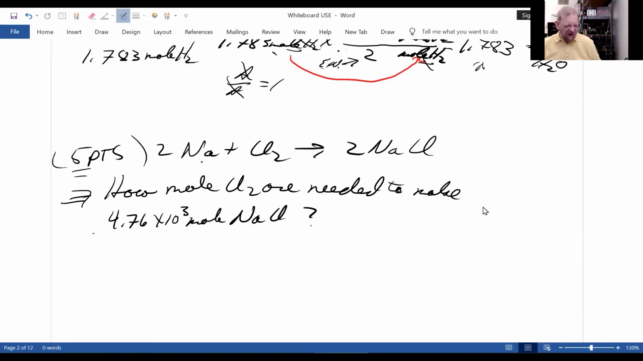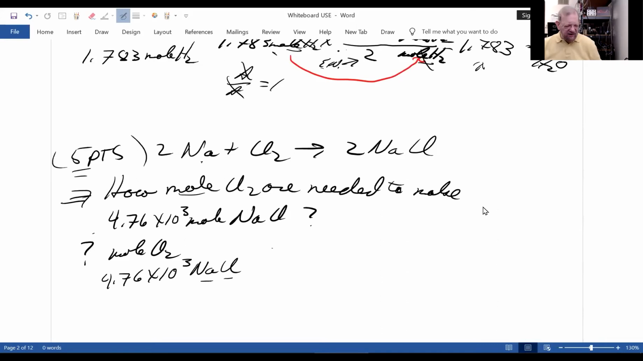Well, first of all, what are we being asked to find? Moles of chlorine gas, Cl2. What are we given? 4.76 times 10 to the third sodium chloride. And as I've told you, if I'm in a restaurant with other chemists, one of us will ask, please pass the NaCl.